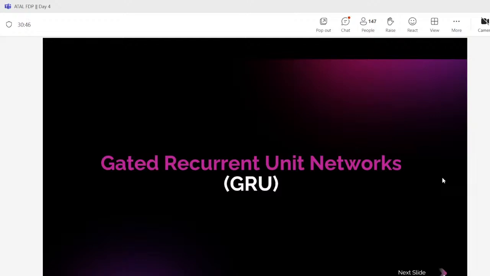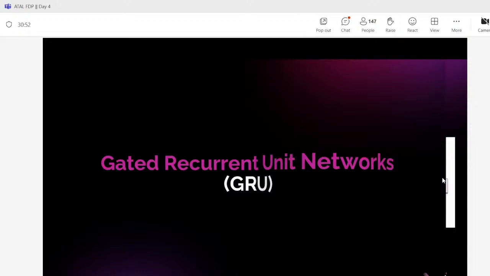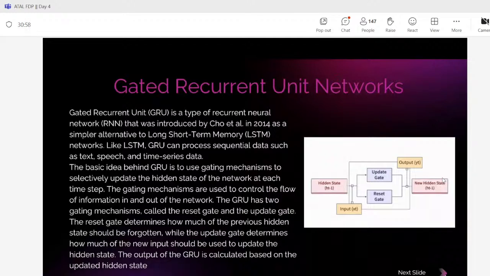And next, we'll get into the next type of variant, gated recurrent unit networks, abbreviated as GRU. It's a type of recurrent network that was introduced by Cho et al. in the year 2014 as a simpler alternative to LSTM. GRU can process sequential data like LSTM, such as text, speech, and time series data. The basic idea is to use gating mechanisms to selectively update the hidden state of the network at each timestamp.